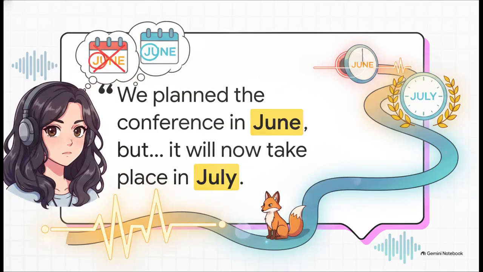Now, what's really interesting about this exact quote is how clearly it exposes the trap. Just read it with me. We originally planned to hold the conference in June, but it will now take place in July. Jumping at that very first familiar word, June, and quickly writing it down is a fatal error. The test is rewarding patience. It's actively rewarding the listener who holds their nerve and waits for the entire thought to resolve.